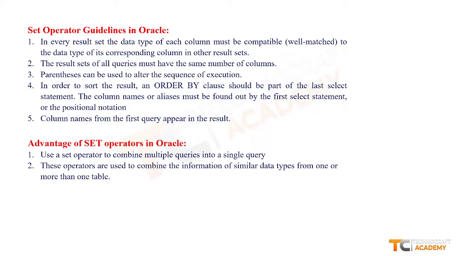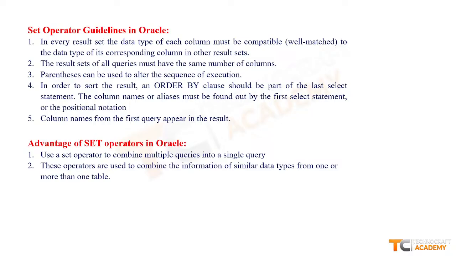Okay, so there are some guidelines that we need to follow while writing these set operators. The first one is that in every result set, the data type of each column must be compatible, or well matched, or we can say both must be the same. For example, if the first select query has a column with a string data type and the second one is an integer, then there is no match, and the set operator fails in this condition. So the data types from both select queries for a particular column must be the same, and there should be the same number of columns available in both the queries.